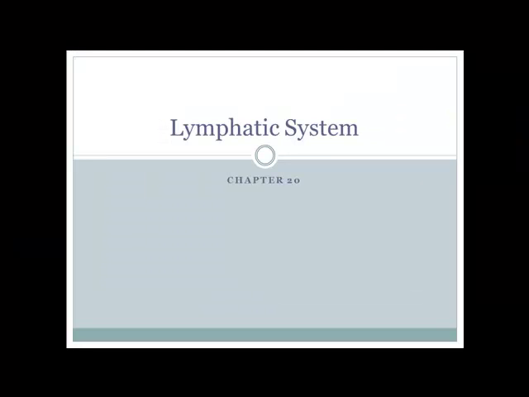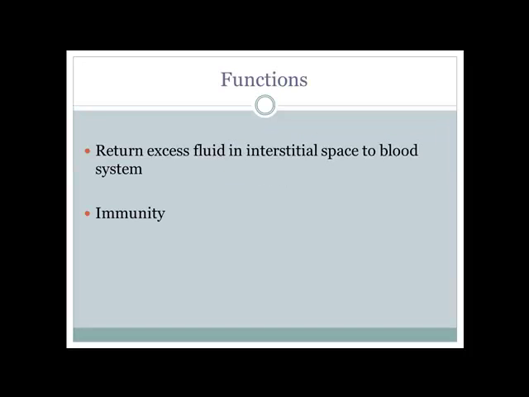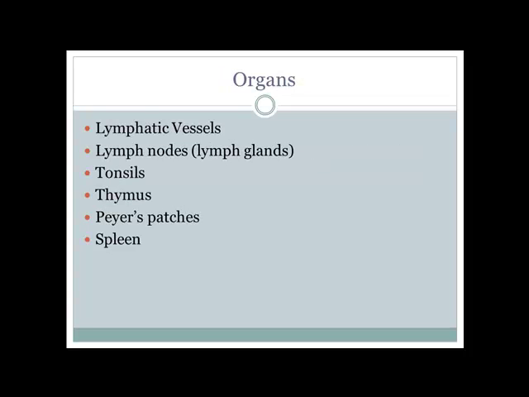So we're doing chapters 20 and 21, which are the lymphatic and the immune system. First off, the functions of the lymph system are to return excess fluid in the interstitial space to the blood system and to assist in providing immunity. The organs we're going to talk about are our lymphatic vessels, the lymph nodes, the tonsils, the thymus, the Peyer's patches, and the spleen.